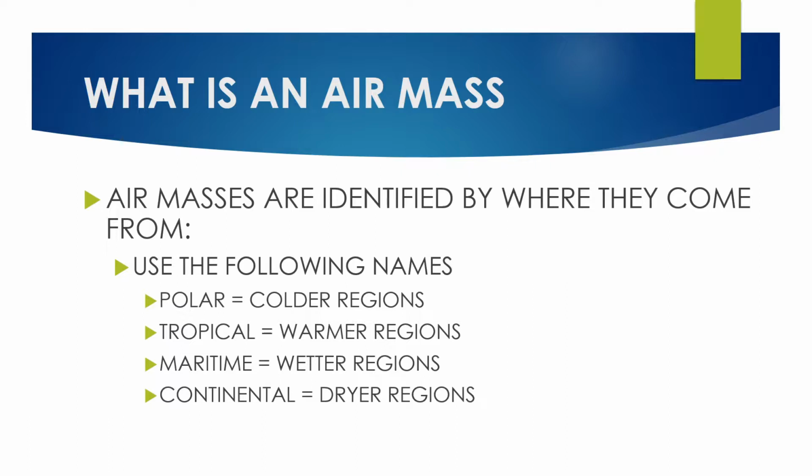If the air mass is forming in the north part of the country, that's a colder region, therefore we consider that a polar air mass. And if it's to the south of us, we call that a tropical air mass because it's warmer climates. So knowing these terms, polar, tropical, maritime, and continental, gives you an idea of what type of air masses we're talking about.